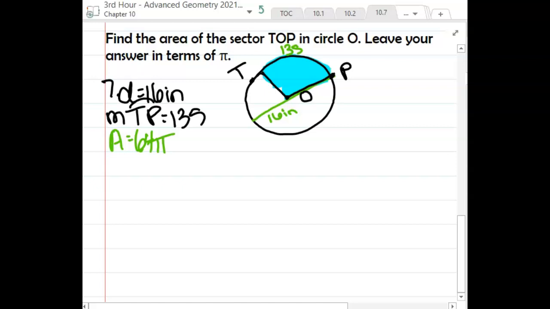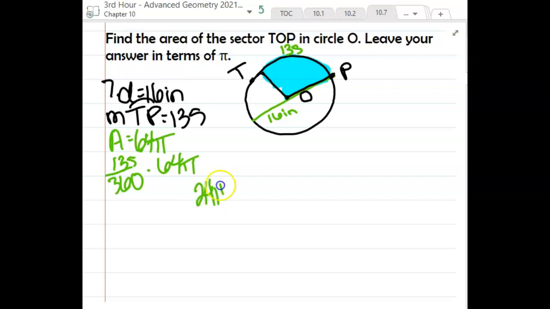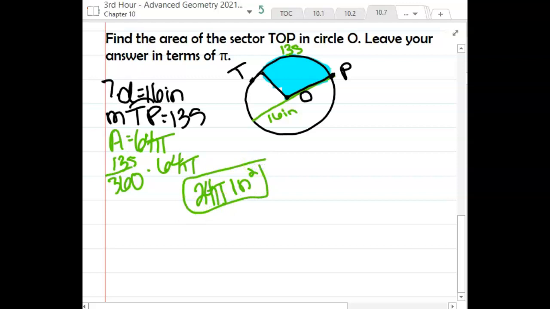And lucky that I have a picture. How much of the circle is my shaded area? 135 divided by 360. Multiply that by the entire area, which would be 64 pi. So you should get 24 pi inches squared.